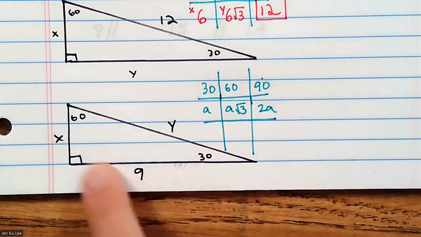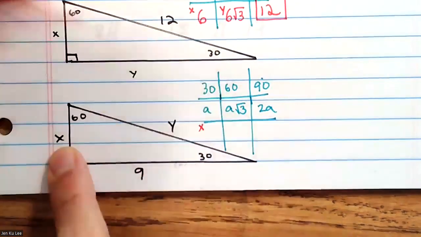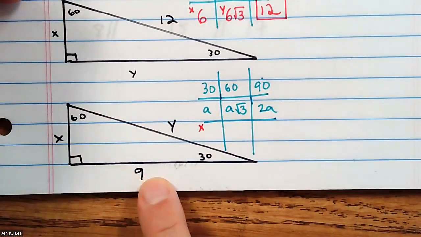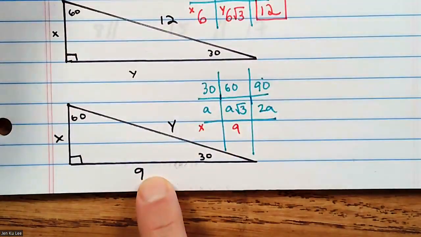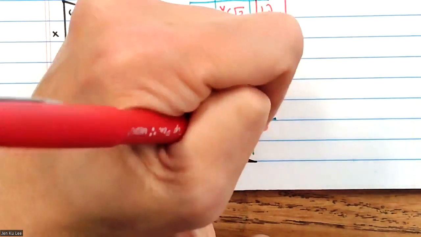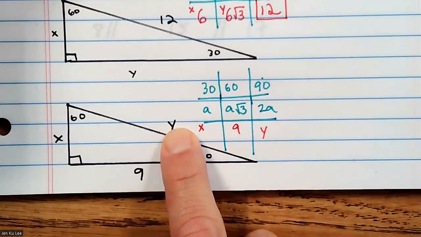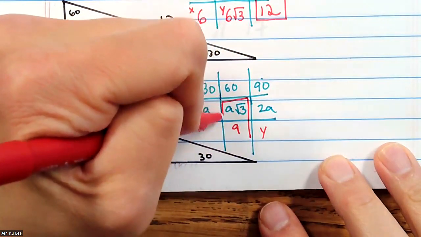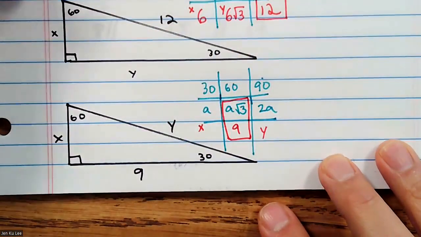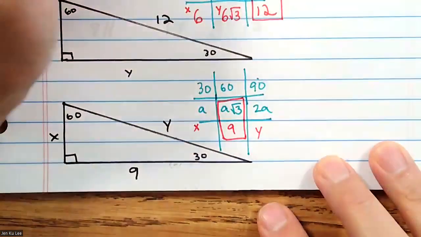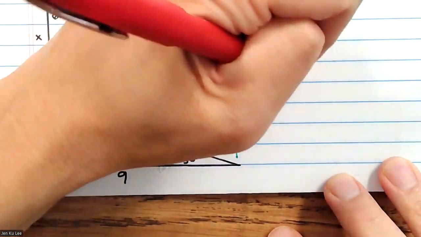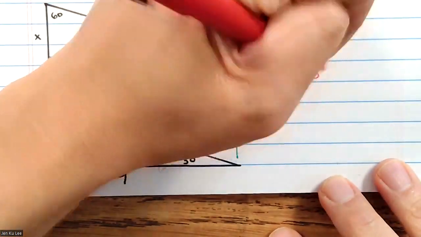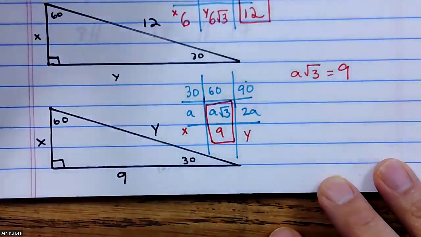Across the 30 now is x. Across the 60 is 9. Across the 90 is y, right? Now I know that a square root of 3 equals 9. Okay, so I have to do a little bit of math. A square root of 3 equals 9.